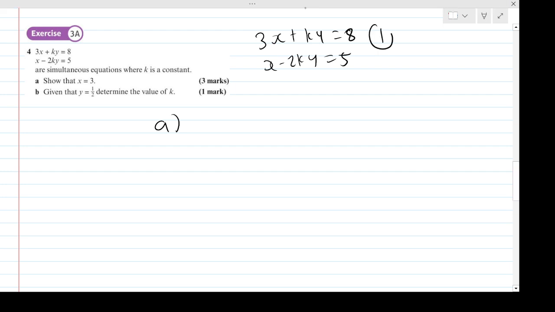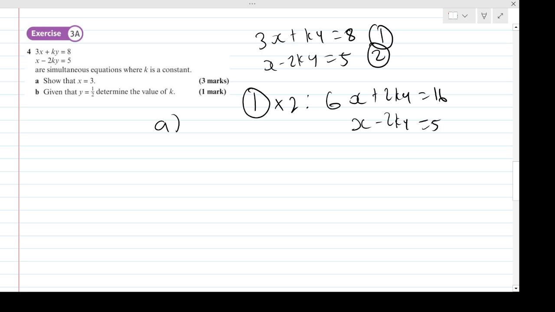So if I call those equations 1 and 2, this is minus 2ky in the second one, but I have ky in the first. So I can scale the first equation by multiplying it by 2, to then get 2ky. So then we have 6x plus 2ky is 16. If I double the first equation, then the second equation is as it was, right? x minus 2ky is 5. So that's equations 3 and 4 now.